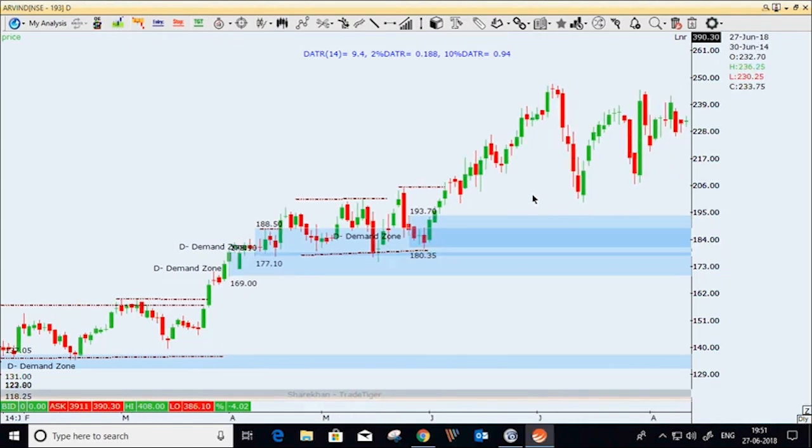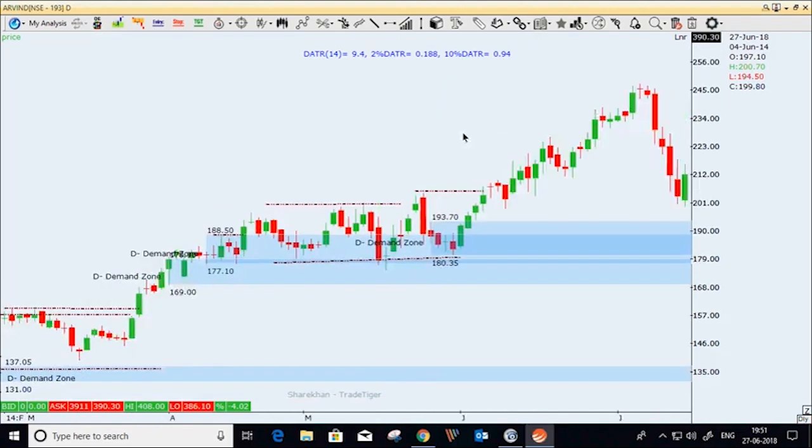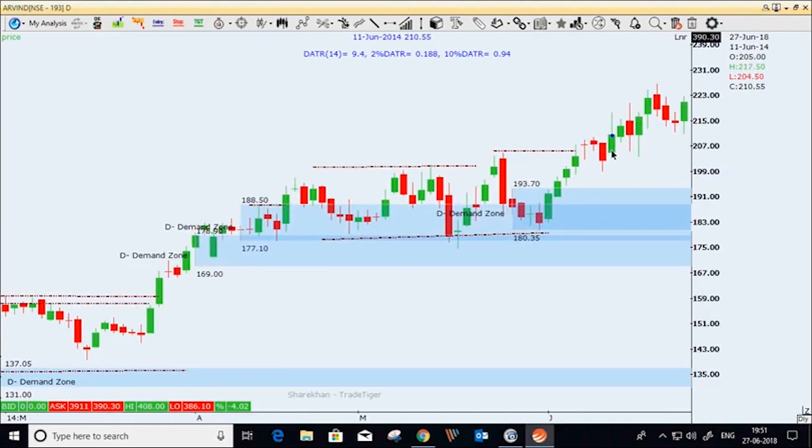This is another MIP in the chart. Price moved up again. This is my MIP here. This is another very nice MIP here in the chart. This is a pro gap MIP. We will talk about that in the upcoming session.